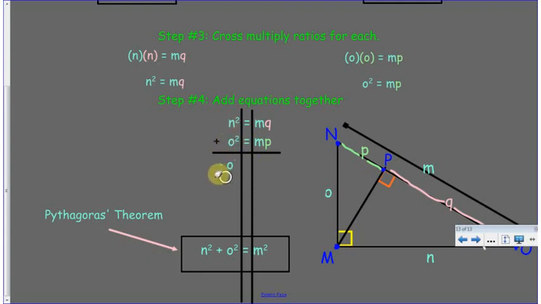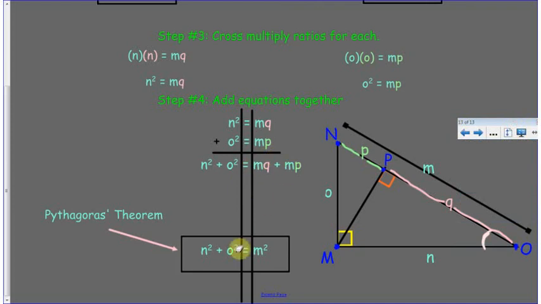So on the left side, when we add these up, we get N squared plus O squared equals. And on the right side, we get MQ plus MP. Now, if you notice, we are almost to Pythagorean theorem. We already have N squared plus O squared, which is what we want here. The only thing that we need to figure out is how to get M squared from the right-hand side. So we're going to leave the left side as is, N squared plus O squared.